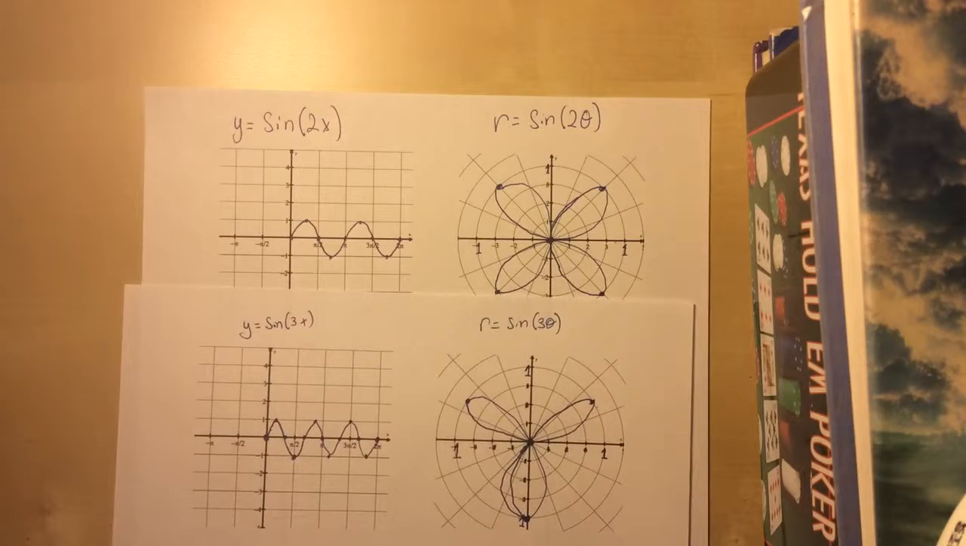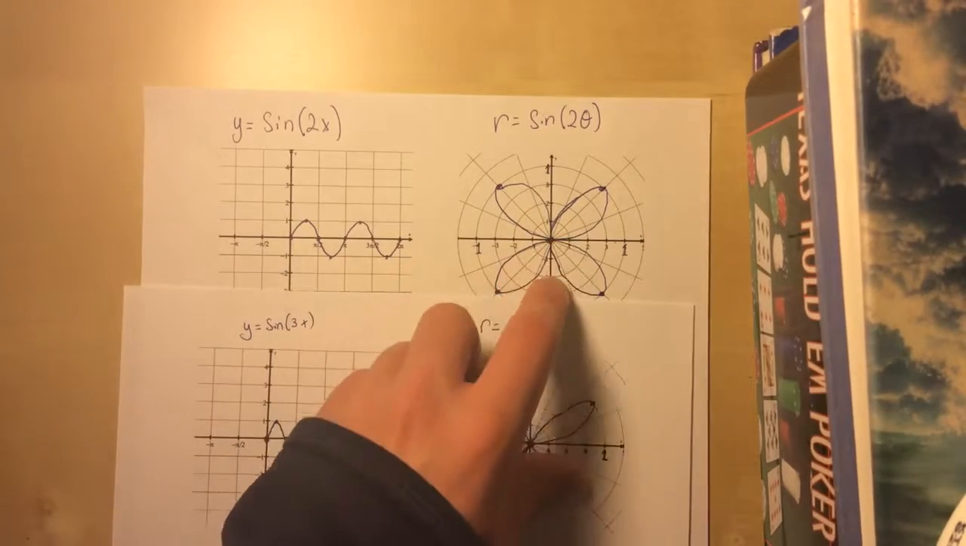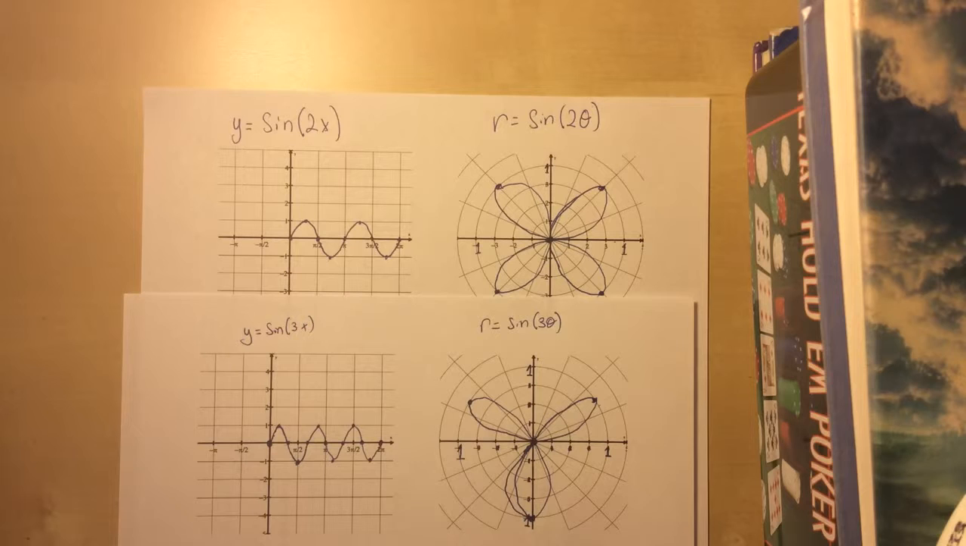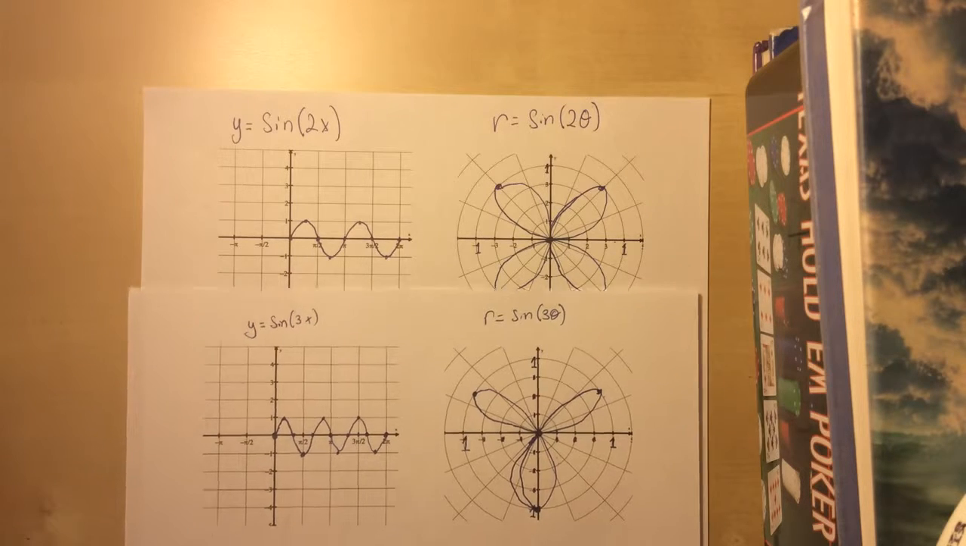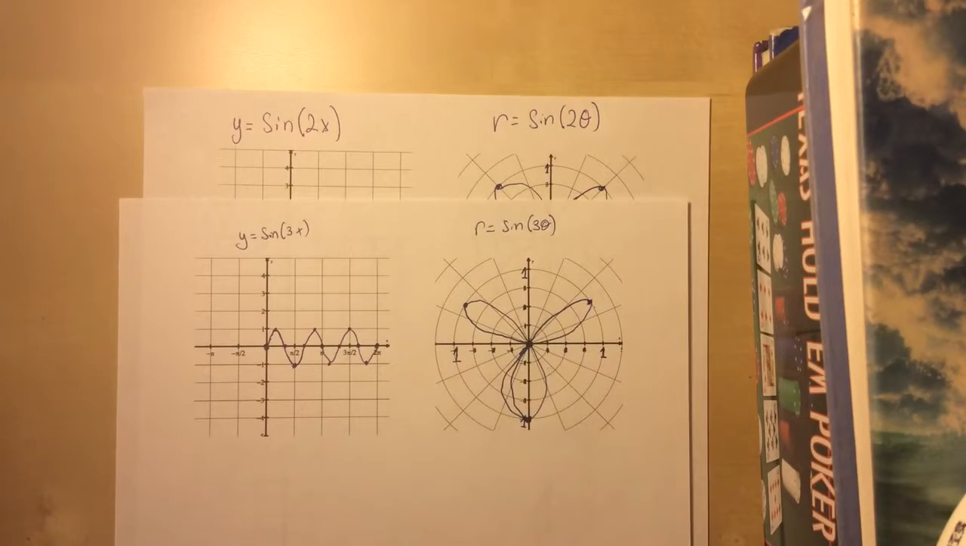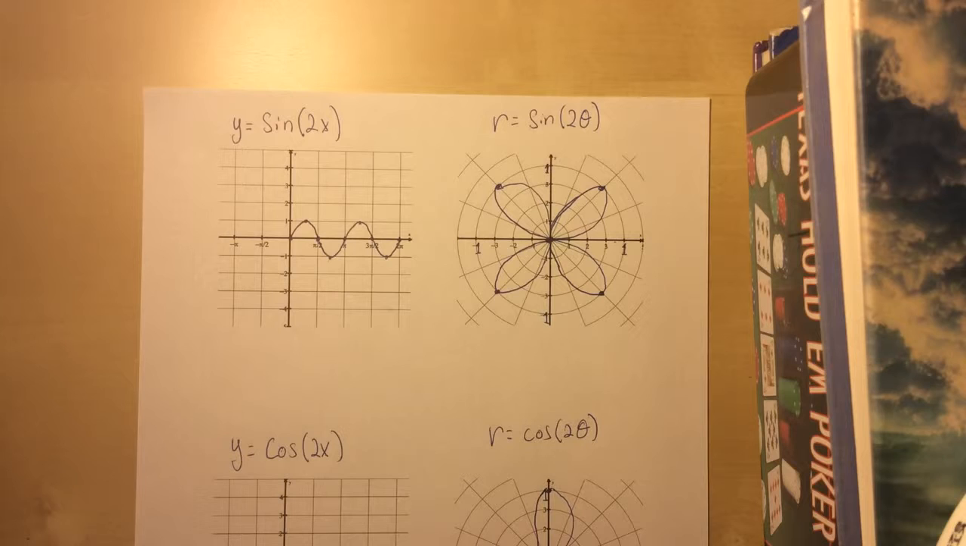So if you guys do graph for sine 4 theta, you guys should get 8 petals. So it'll kind of be a bit more scrunched up. Each one of these petals will turn into 2 petals. And sine of 5 theta will turn into a flower with 5 petals. So that's a neat little trick to think about. And that's graphing polars.